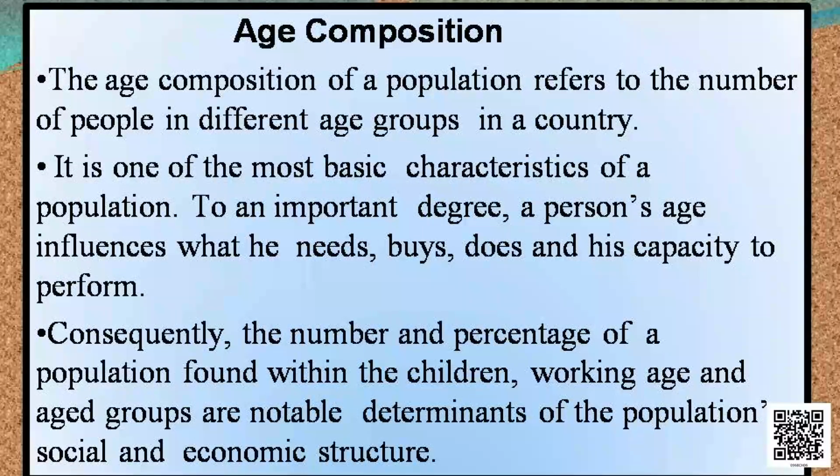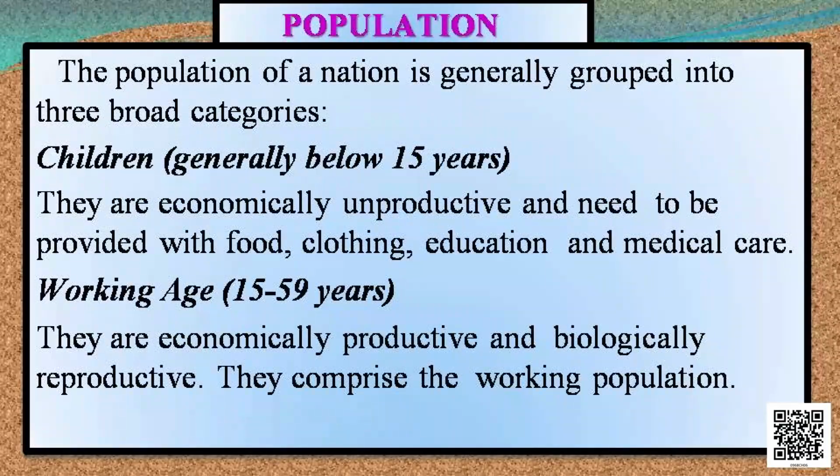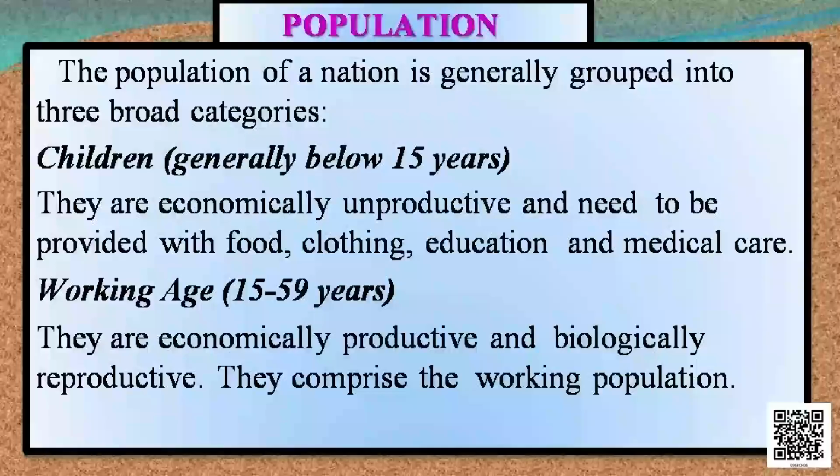Consequently, the number and the percentage of population found within the children, working age, and aged groups are notable determinants of the population's social and economic structure. The population of a nation or a country is generally divided into three broad categories, that is children, working age and aged people. Let us discuss the children category in the quality of population.